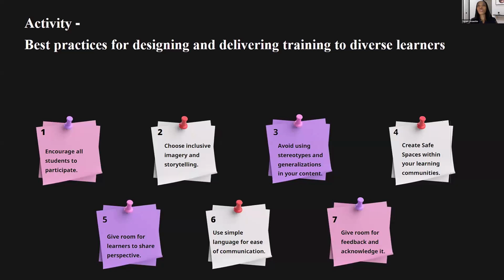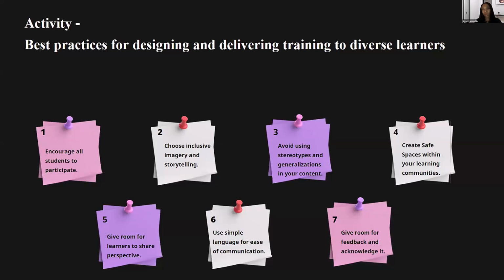And second is to choose inclusive imagery and storytelling. So both in the classroom and in the online setting, it is really important that your imagery speaks to people. It's really important that your storytelling speaks to people. And how can you encourage this? I'll be looking out in the chat. How can you encourage this? I'll speak from my own point of view on my job. How do I do this? I'm expecting your responses, but I'll speak while you write.